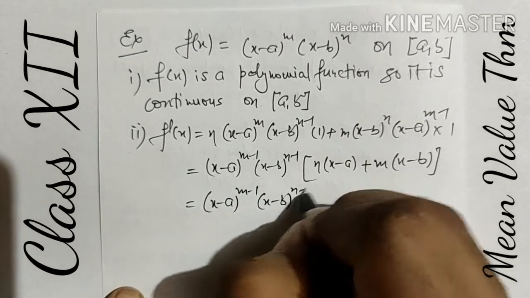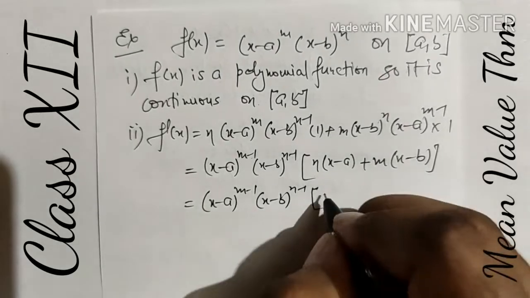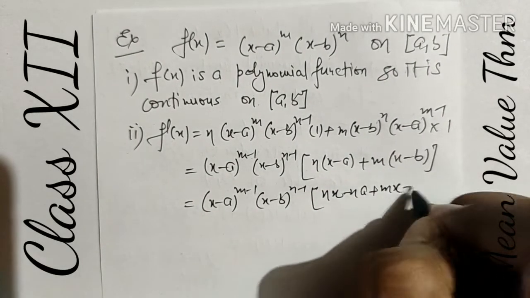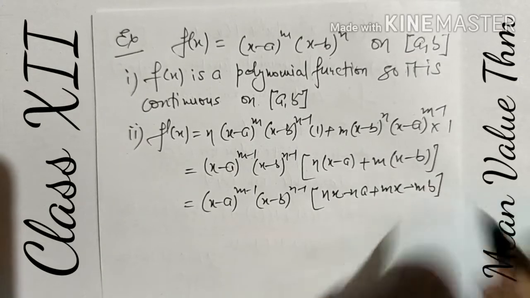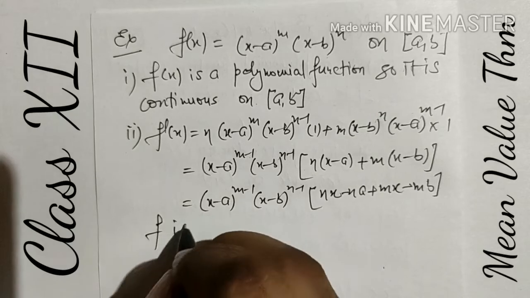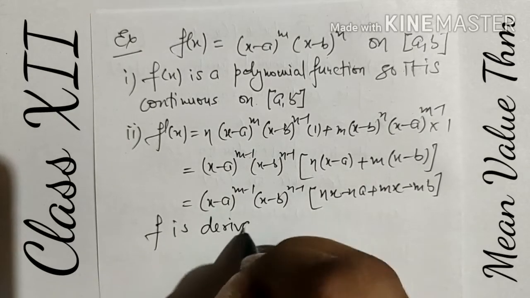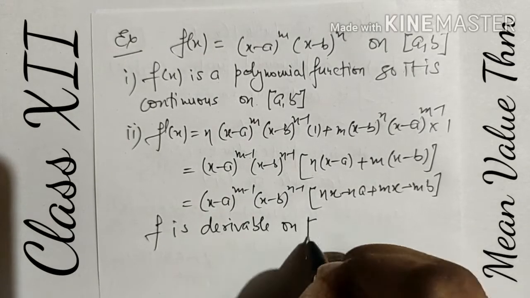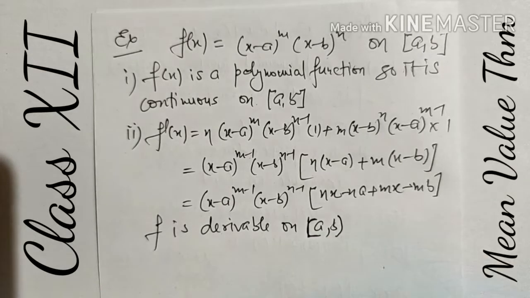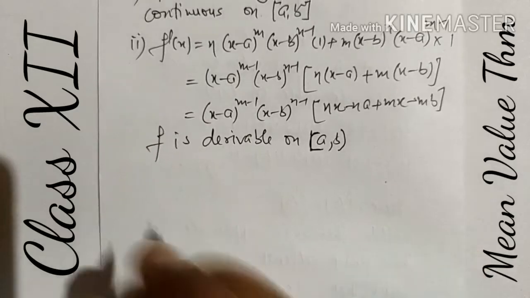x minus b raised to power n minus 1. It become from here nx minus na plus mx minus mb. It should gives us finite value. It means function is derivable on open interval ab. Next step we have to check.